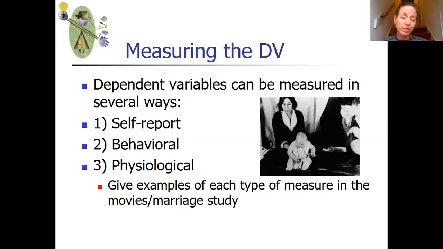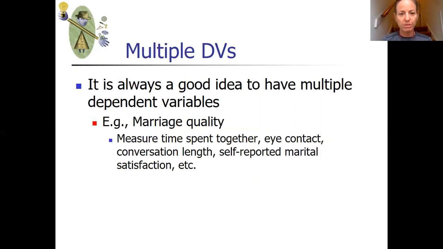So you might try yourself to give some examples of each type of measure in the movies in the marriage study. The dependent variable there would be the quality of the marriage. So what would be some different ways of looking at quality of marriage using self-report, behavioral, or physiological measures?